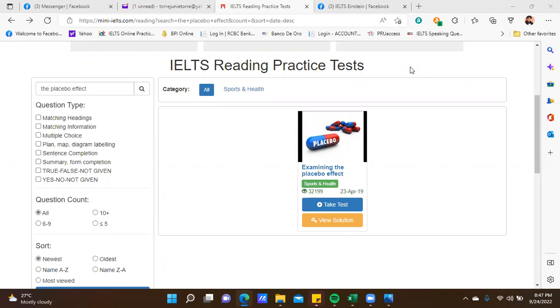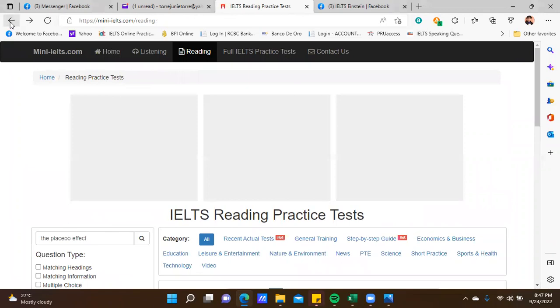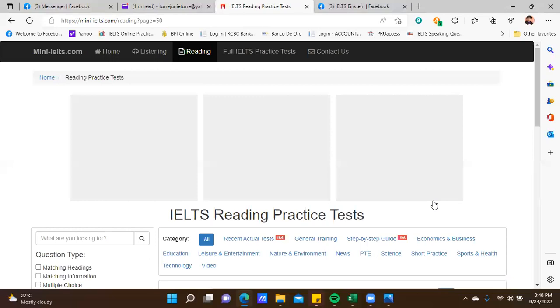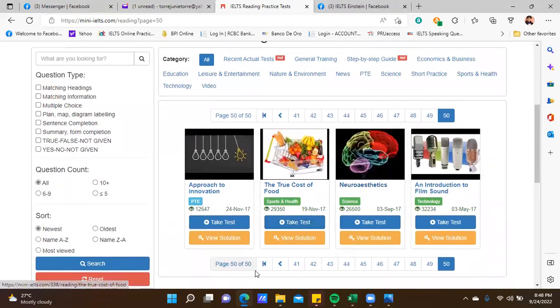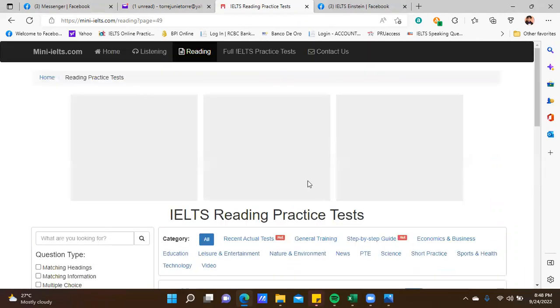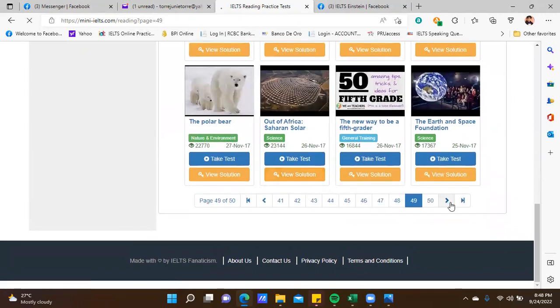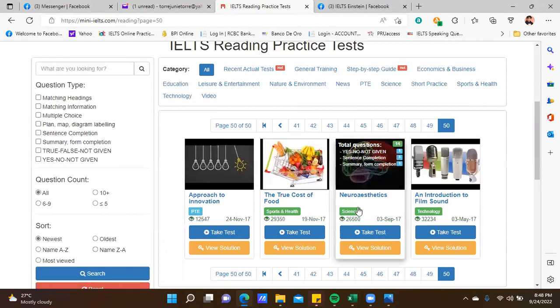Susubukan, sir. Pero I'm sure it wasn't this article. It was something about the brain. Wait, let's try going back. It's like I went to the very last. Something there. Ayan. I saw it, guys. But no, it's not about the placebo thingy. Ito, neuroaesthetics.